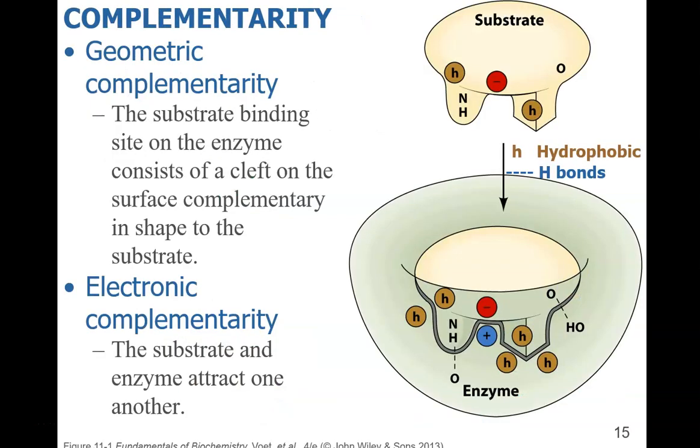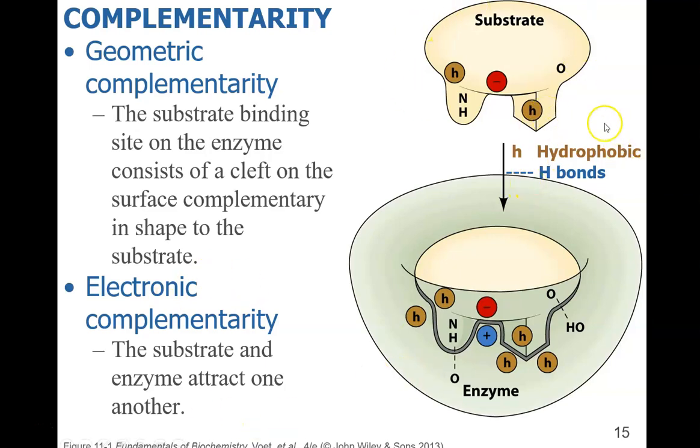We can illustrate that with this figure right here, where we can show that when a substrate binds to an enzyme, we have both geometric and electronic complementarity. So geometric means that the substrate's shape will fit into the shape of the active site. Normally there's sort of a cleft on the surface of the enzyme whose shape is complementary to the substrate. But we have electronic complementarity as well.